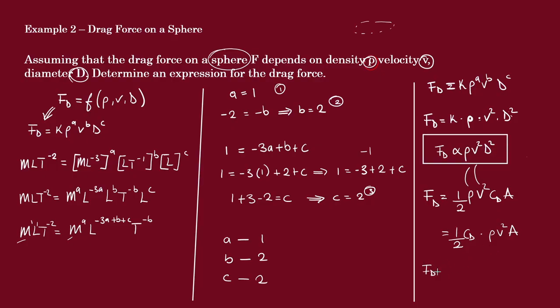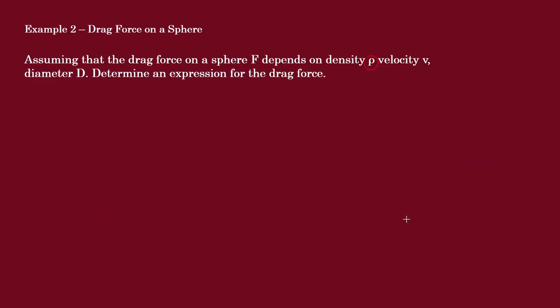F of D is going to be half CD times rho V squared times pi D squared over 4. If we take this to the other side, F of D would be half CD, bring all the constants out, times pi over 4 times rho V squared D squared. And if we make all of this K, we can see that Rayleigh's method gave us the exact answer. So that's how we use Rayleigh's method to solve questions on dimensional analysis.